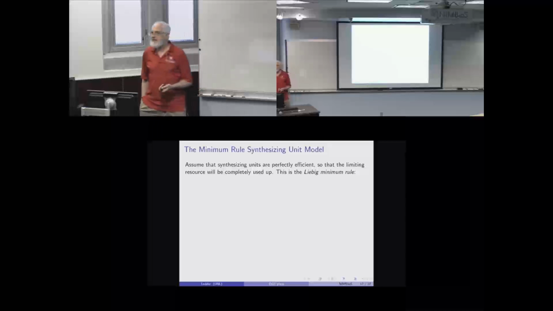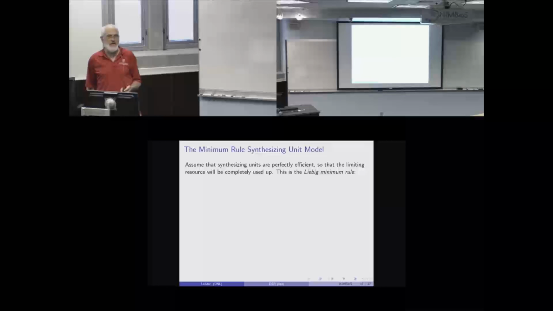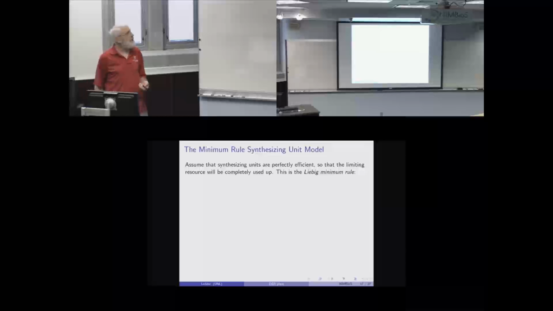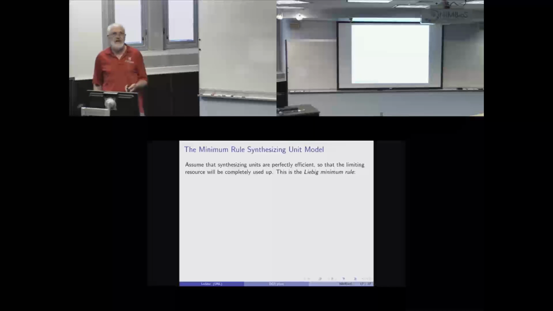But we do need to talk about some assumptions about synthesizing units. We're going to look at 2 different synthesizing units. First, we're going to look at the minimum rule synthesizing unit model. This occurs in the literature a lot. We'll assume that synthesizing units are perfectly efficient so that whichever resource is limiting is completely used up and there's no excess. This is the Liebig minimum rule.